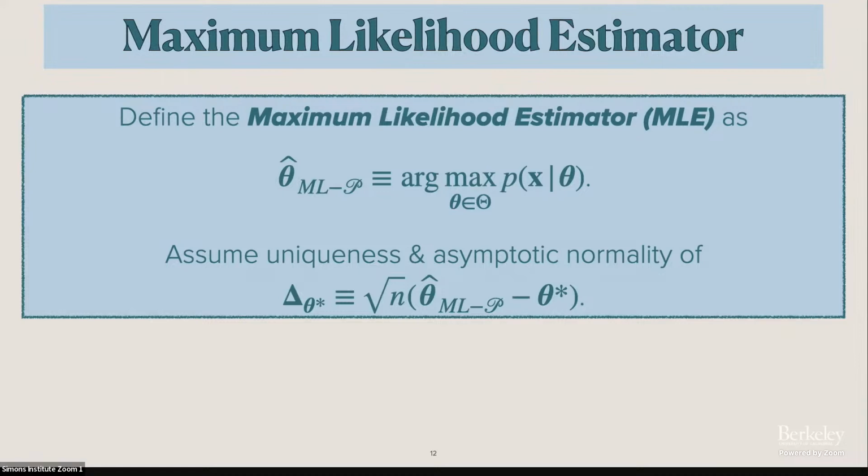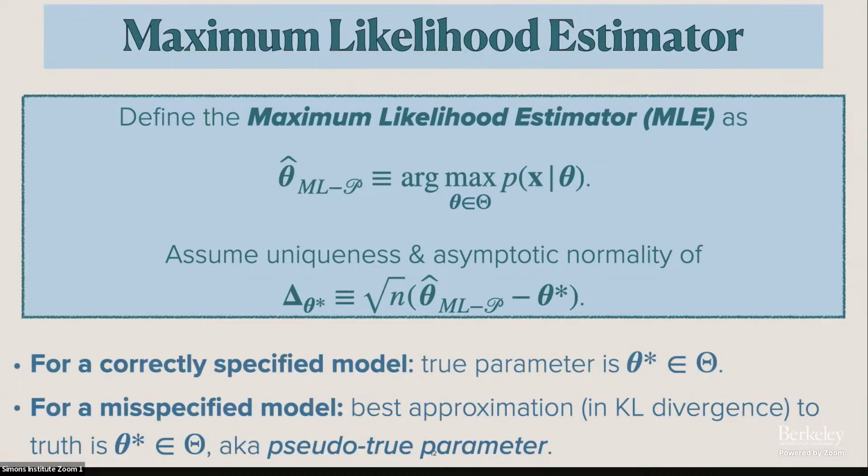The other notation I need is the maximum likelihood estimator. Nothing is surprising here. This is the usual definition of the maximum likelihood estimator, defined with respect to my model class P that may or may not be correctly specified. We're also going to assume uniqueness and asymptotic normality of the MLE. We're doing this because we would like to say something rigorous about the robustness properties, and we want to emphasize that this is not some edge case where you get robustness only when things are going as planned.